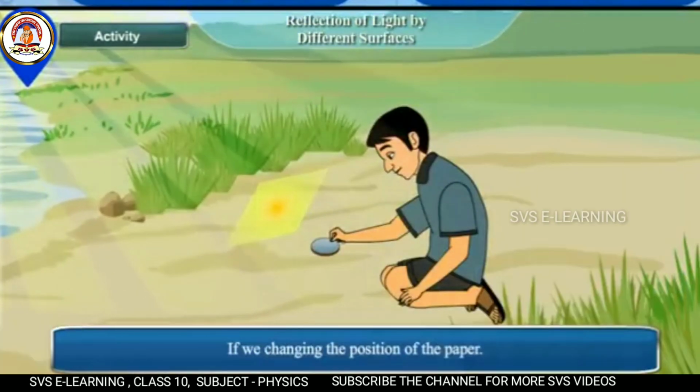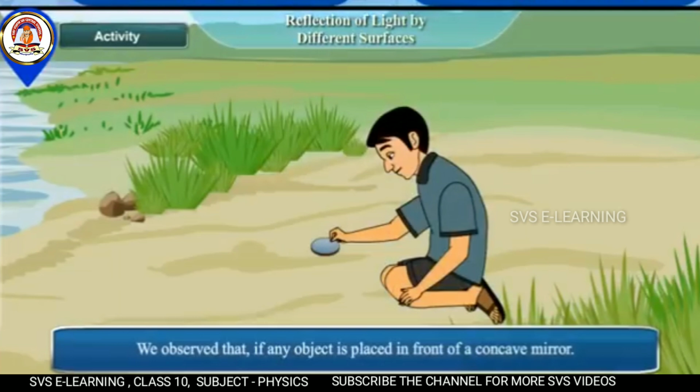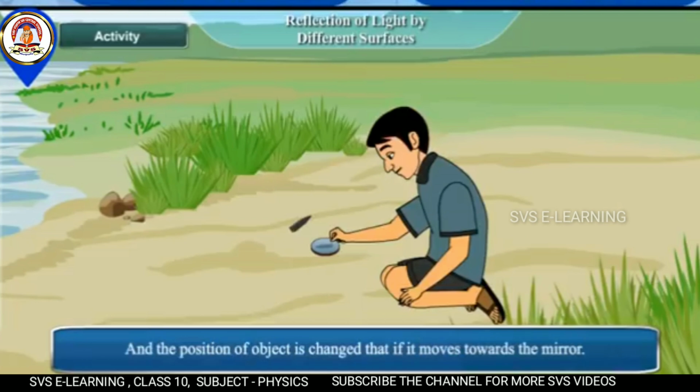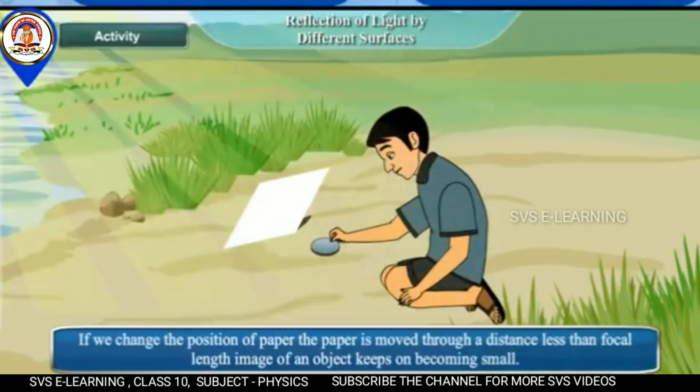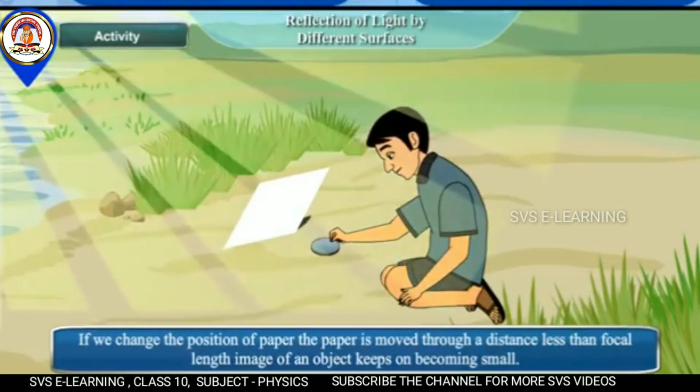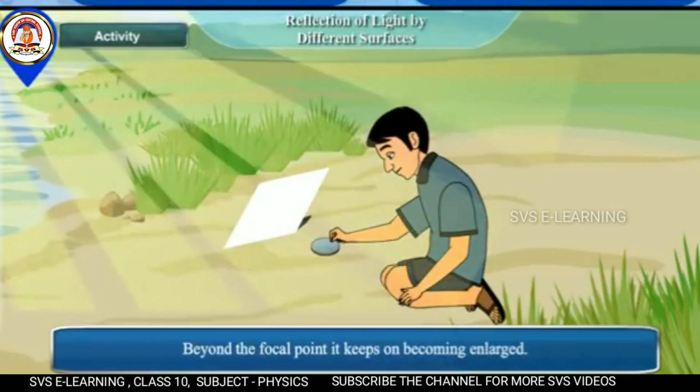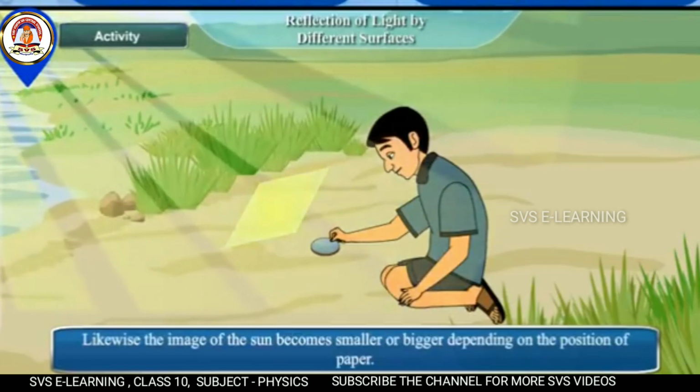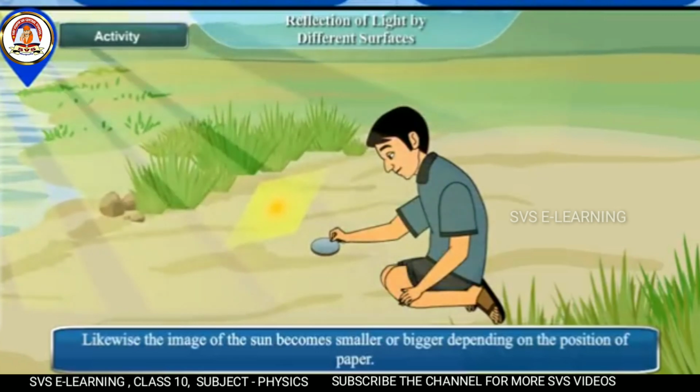If we change the position of the paper, we observe that if an object is placed in front of a concave mirror and the position of the object is changed, as it moves towards the mirror, we are not observing the brightest spot on the paper. If the paper is moved through a distance less than the focal length, the image of an object keeps on becoming small; beyond the focal point, it keeps on becoming enlarged. Likewise, the image of the sun becomes smaller or bigger depending on the position of the paper.